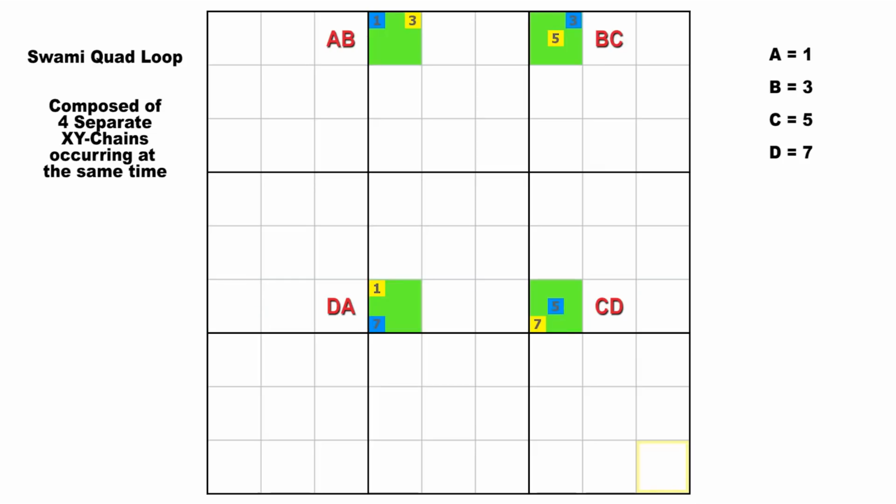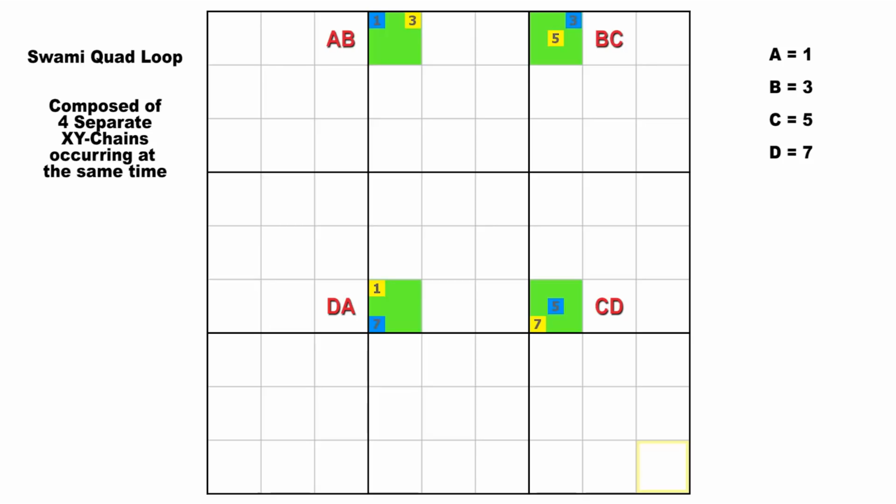So there are 4 separate XY chains that can be constructed from this configuration. One with the 2 1s or candidate A's as the endpoints, one with the 2 3s or candidate B's as the endpoints, one with the 2 5s or candidate C's as the endpoints, and finally one with the 2 7s or candidate D's as the endpoints. But remember, you can only do this if those 4 candidates are configured AB, BC, CD, and DA.